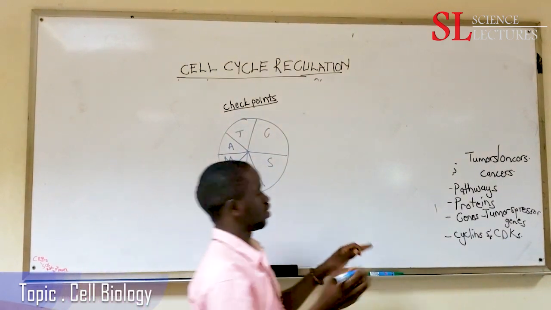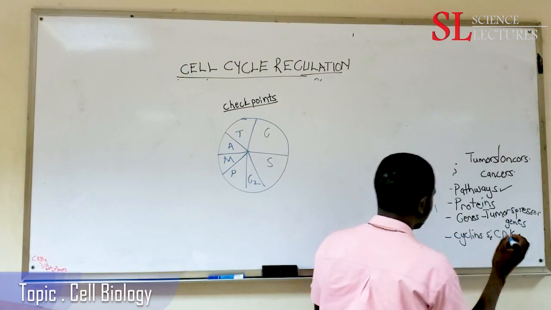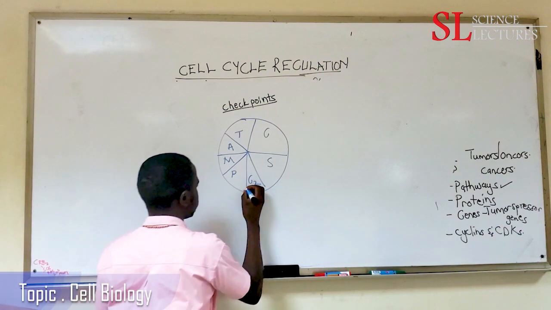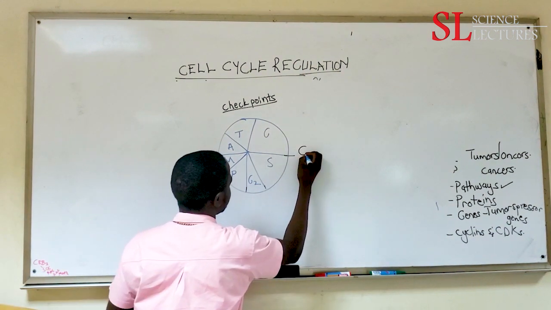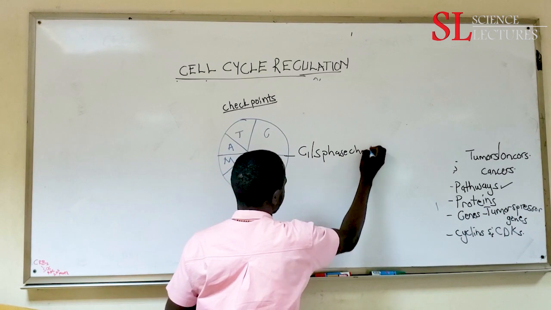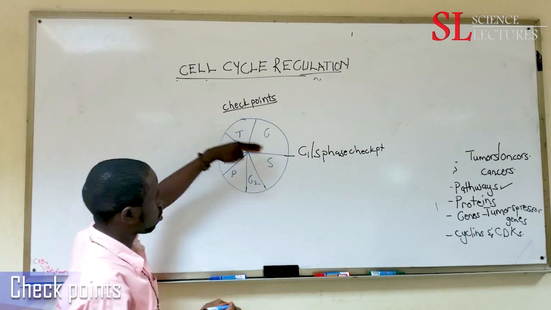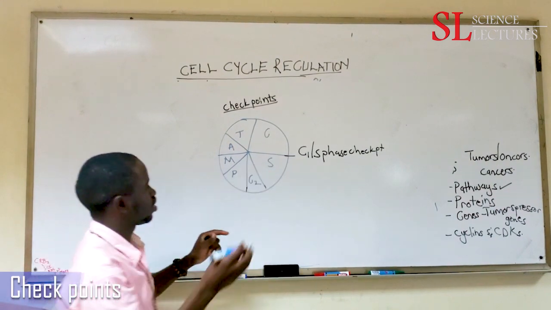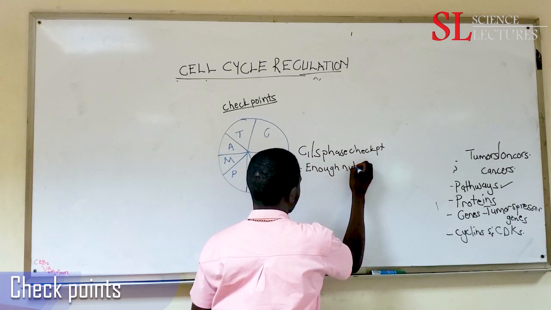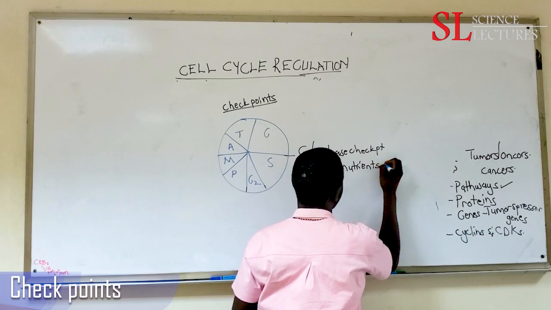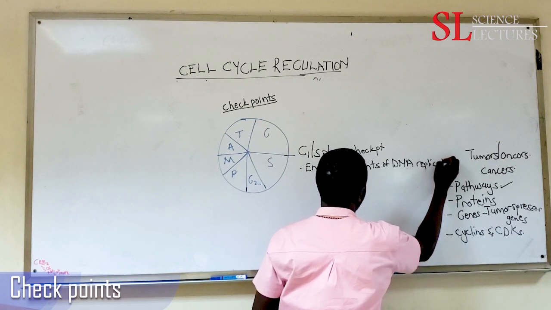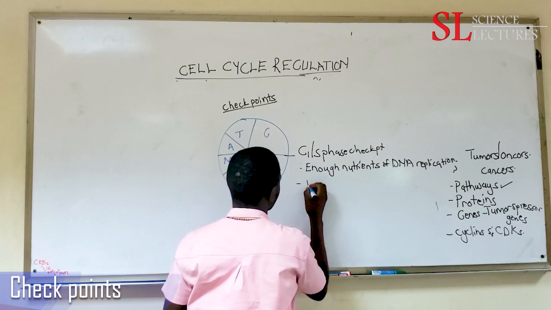So after having looked at the various pathways, I want us to look now at the various checkpoints that are involved within the cell cycle regulation. The first checkpoint is the G1 to S phase checkpoint. Before the cell crosses to the S phase, it has to first make sure that it has enough nutrients for DNA replication, that is number one. Then number two, it has to make sure that there is no DNA damage.